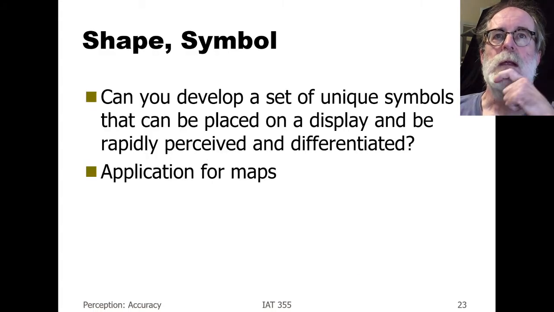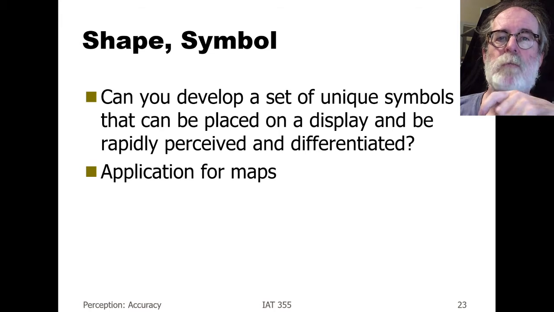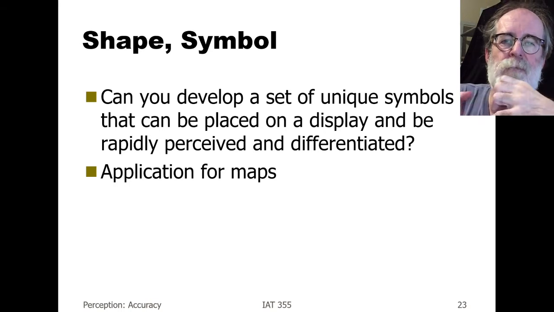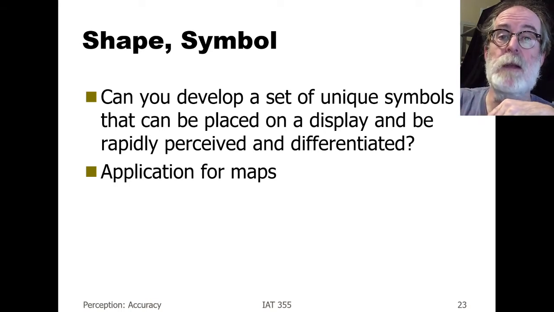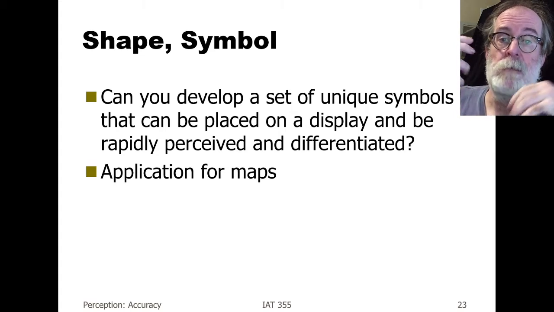So, the question that's going to drive this segment of the lecture is, can you develop a set of unique symbols that can be placed on a display and be rapidly perceived and differentiated? Whereas with the previous thing about nonlinear versus linear perception, we were aimed at a kind of strong goal, which is to be able to pick a number off from a visual depiction and have that number be the same as the number that the visualization intended to draw, so to speak.